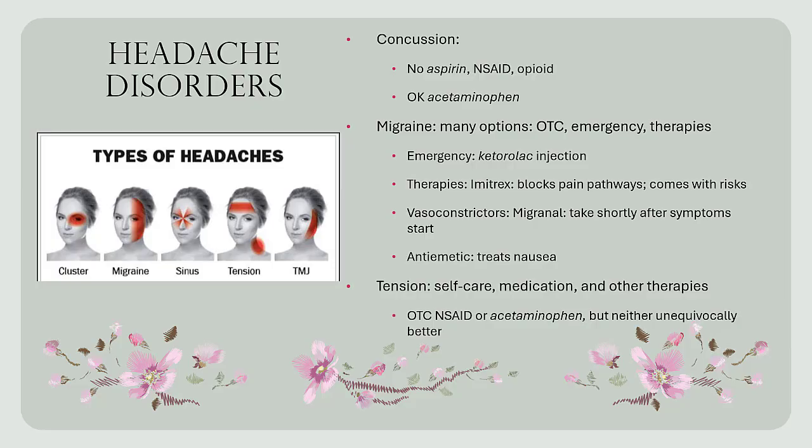Vasoconstrictors are most effective when taken shortly after the start of migraine symptoms that tend to last for longer than 24 hours. Anti-nausea drugs can help a migraine with aura that is accompanied by nausea and vomiting. A tension headache may be episodic or chronic. For tension headaches, practice self-care. We can provide some medications and other therapies. Over-the-counter NSAIDs or acetaminophen are options, but neither is better than the other.